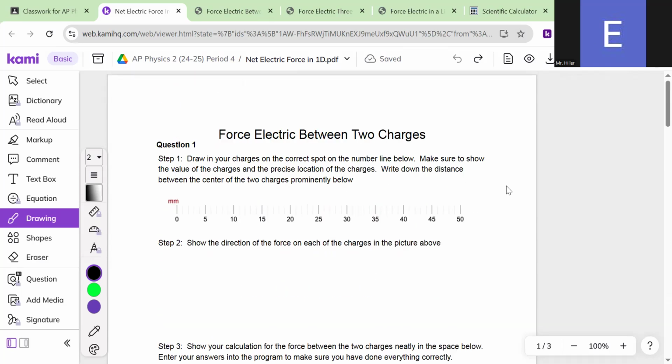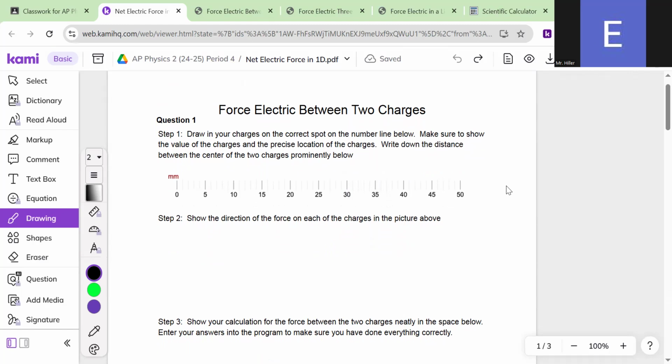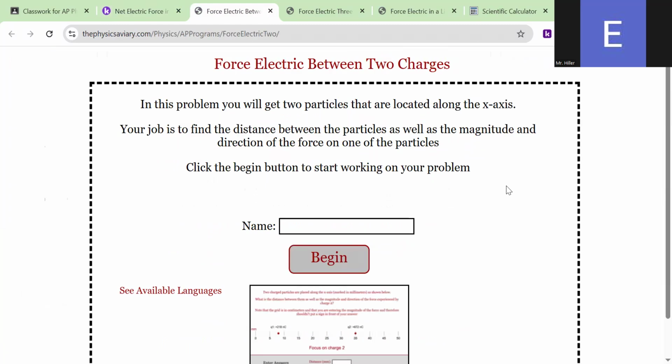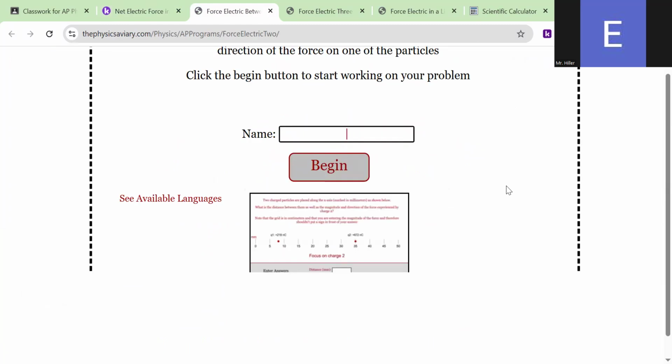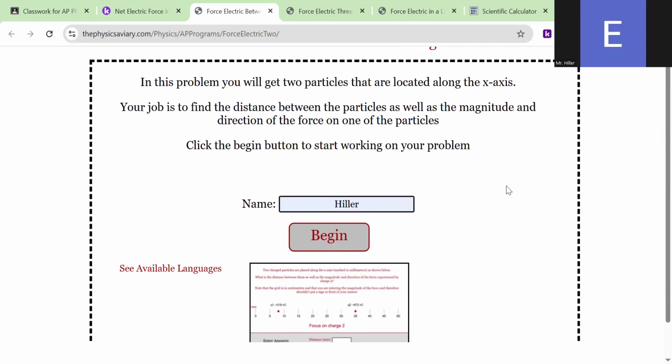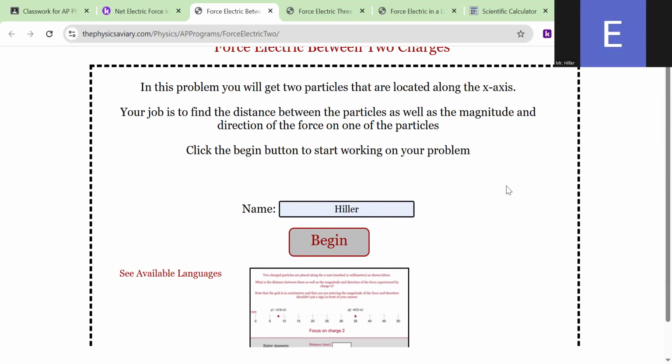Let's begin. So for question 1, we're going to open up the link to the program, force electric between two charges. Okay, now in this particular one, your job is to find the distance between the particles as well as the magnitude and direction of the force on the particles. Let's begin.